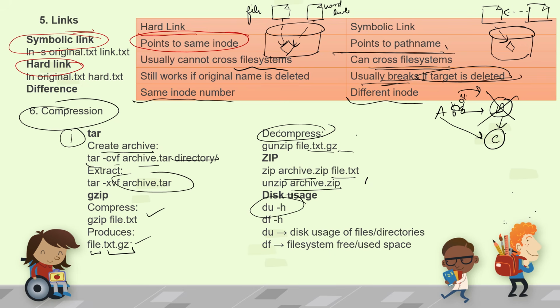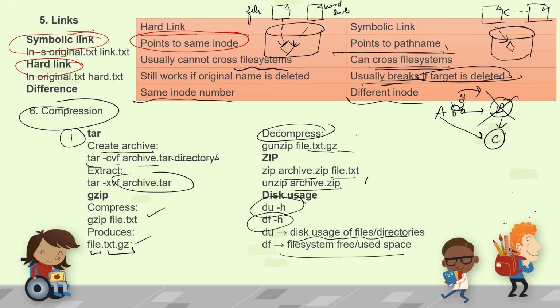For disk usage we have du -h and df -h. du is used for disk usage of files and directories, and df is used for the file system to check for basically free or unused space.